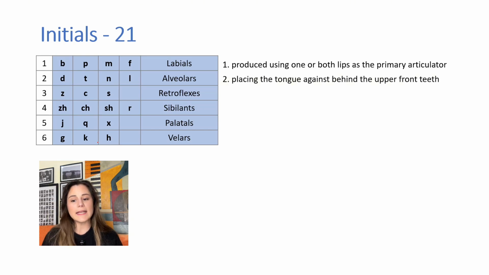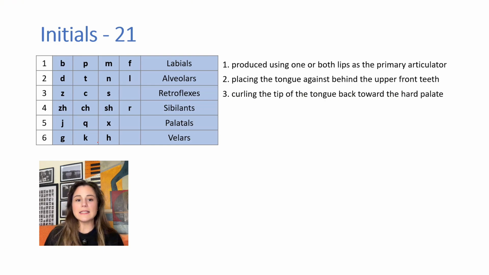The second group is called alveolars. The tongue is made of 3 distinguished parts: the tip of the tongue, the middle part of the tongue, and the back of the tongue. In order to pronounce the second group of initials, we need to push and hit the tip of the tongue to the back of our upper teeth. So it will be de, te, ne, le. I pushed and hit the tip of my tongue to the back side of the upper teeth.